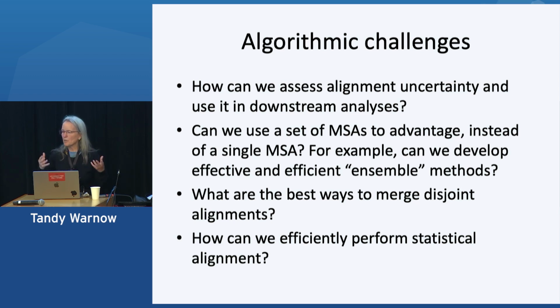Are there better ensemble methods? T-Coffee is an ensemble method, but maybe there are others that we could develop. What are the best ways to merge disjoint alignments? We have one technique. We have now 4 techniques, but maybe there are better ones. And how can we do statistical alignment efficiently and well? Maybe we need to change the model, although I really like your suggestion, which is completely different from all this.